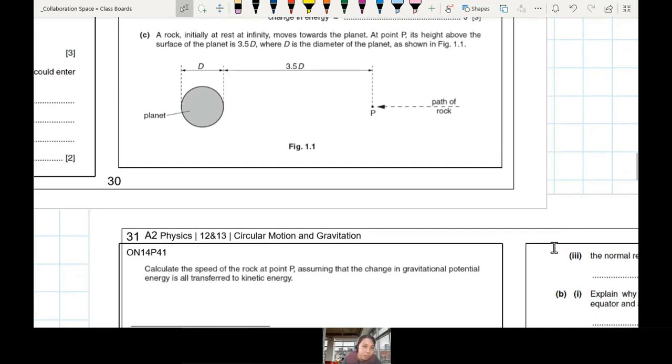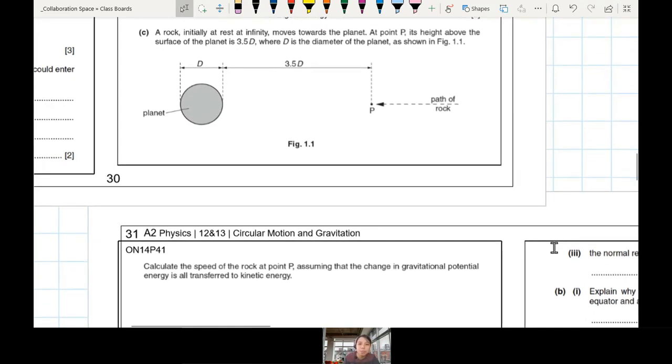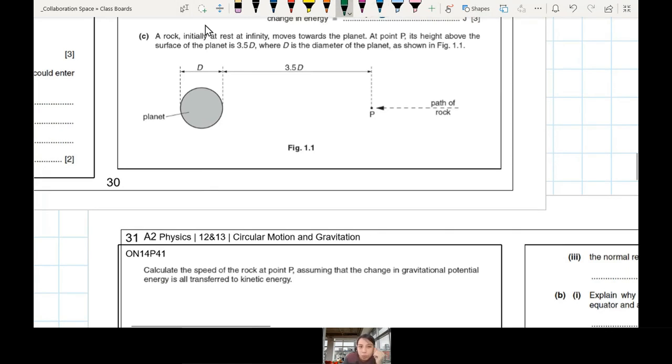A rock initially at rest at infinity. At rest should ring a bell, v0. Because you are resting, you don't move, no energy also. So v0, maybe an asteroid or something. At infinity. Infinity tells me that the potential is 0. By definition, we define far away to be 0.